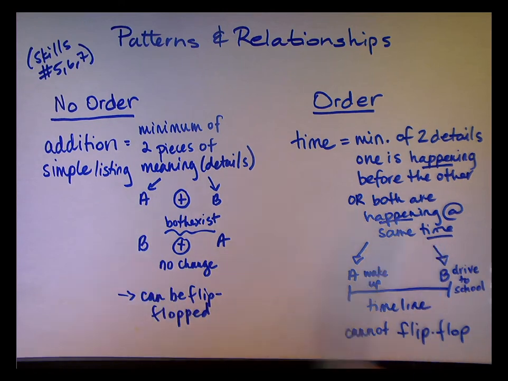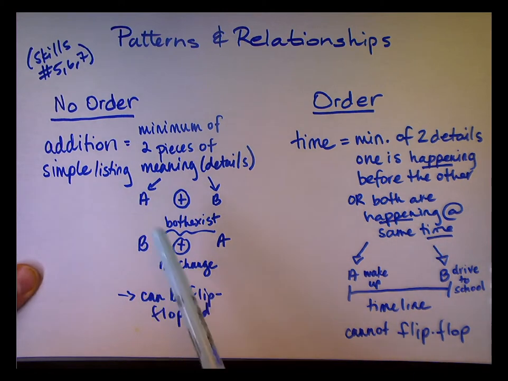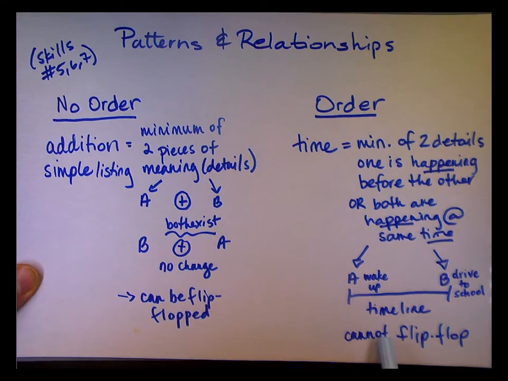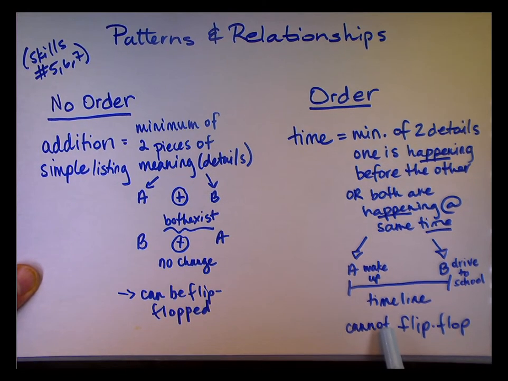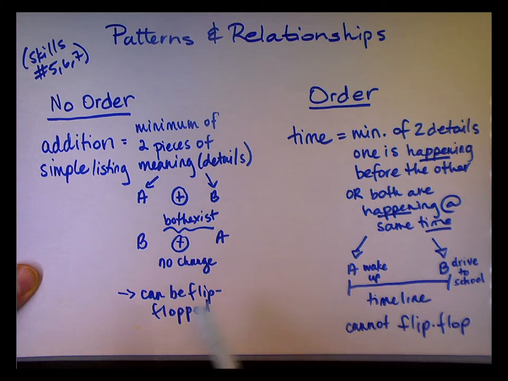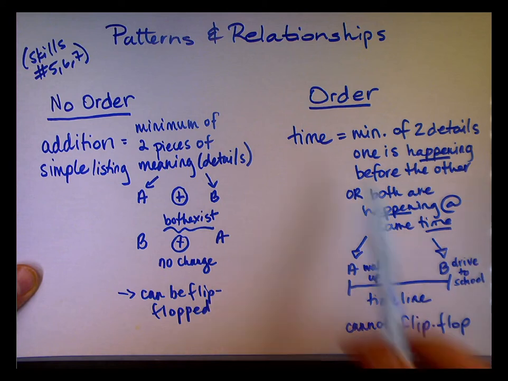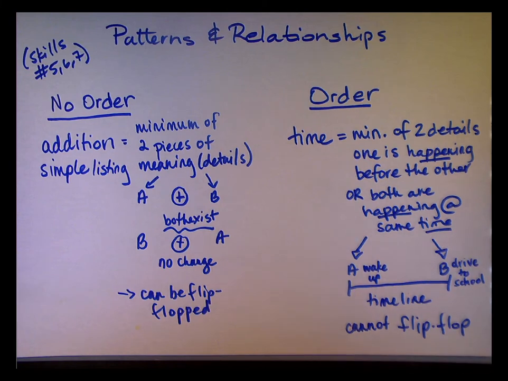So it is addition. All these patterns are going to be addition because think about it, all these patterns do have information in them. So you kind of look for an upgrade system. If you have two pieces of information, but you cannot flip-flop them, then you know you do not have simple listing or addition. So once you figure out that they cannot be flip-flopped, then you know you've got to look to see what kind of order it has. Time order is one of them.